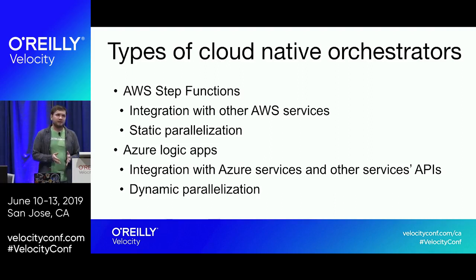There are 2 kinds of cloud native orchestrators: AWS Step Functions and Azure Logic Apps. AWS Step Functions has very nice integration with a lot of other AWS services, including DynamoDB and so on, and AWS Batch and Fargate and Lambda. The downside is that it has static parallelization. So in case you want to branch out, you have to define, for example, 10 branches. With Azure, it can be dynamic, based on the process itself. And Azure has better integration with a lot of other services. For example, it could integrate with Google Spreadsheet.